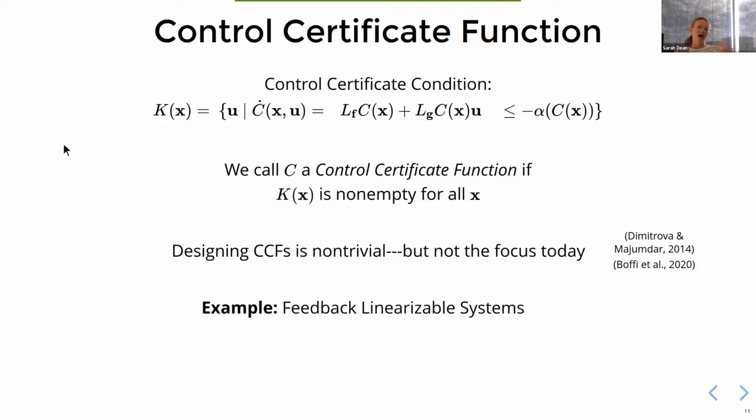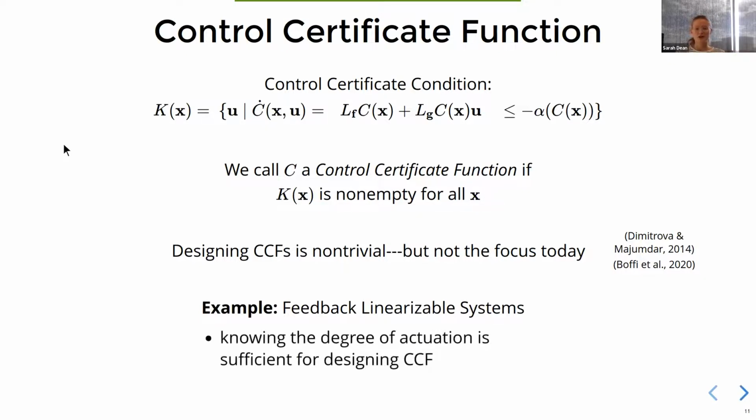Just to motivate why we can gloss over this difficulty, for certain classes of systems, for example, feedback linearizable systems, which many robotic systems are, knowing the degree of actuation is sufficient for designing the control certificate function, even if the system dynamics themselves are unknown. So for the rest of the talk, we'll suppose that some function C, which is a control certificate function, meaning that the set is always non-empty at every x, we'll assume that's known and given to us.